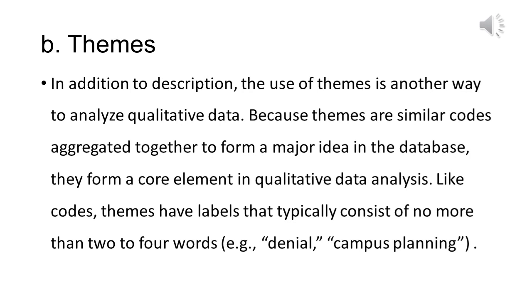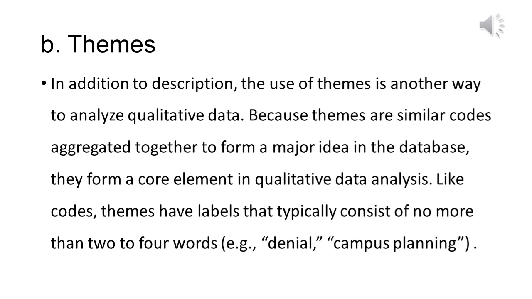So, moving to themes. In addition to description, the use of themes is another way to analyze qualitative data, because themes are similar codes aggregated together to form a major idea in the database. They form a core element in qualitative data analysis. Like codes, themes have labels that typically consist of no more than two to four words. Example: denial, campus planning, etc.